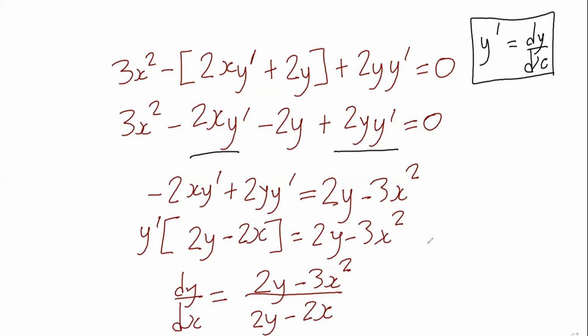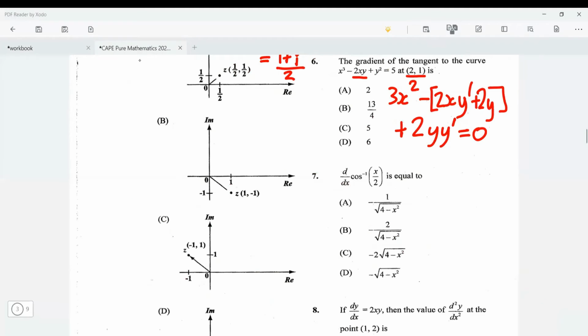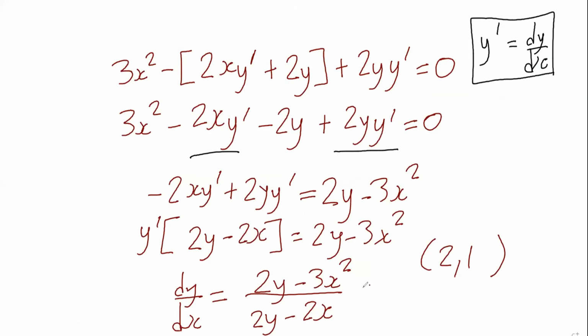Now what do we need to do? We need to plug in the point, and this is when x is 2 and y is 1. So just to go back, see it here, we need to find the gradient at 2, 1. So to find the gradient at 2, 1, we plug in when x is 2 and y is 1. So the gradient dy by dx is going to be 2 times 1 minus 3 times 2 squared over 2 times 1 minus 2 times 2.